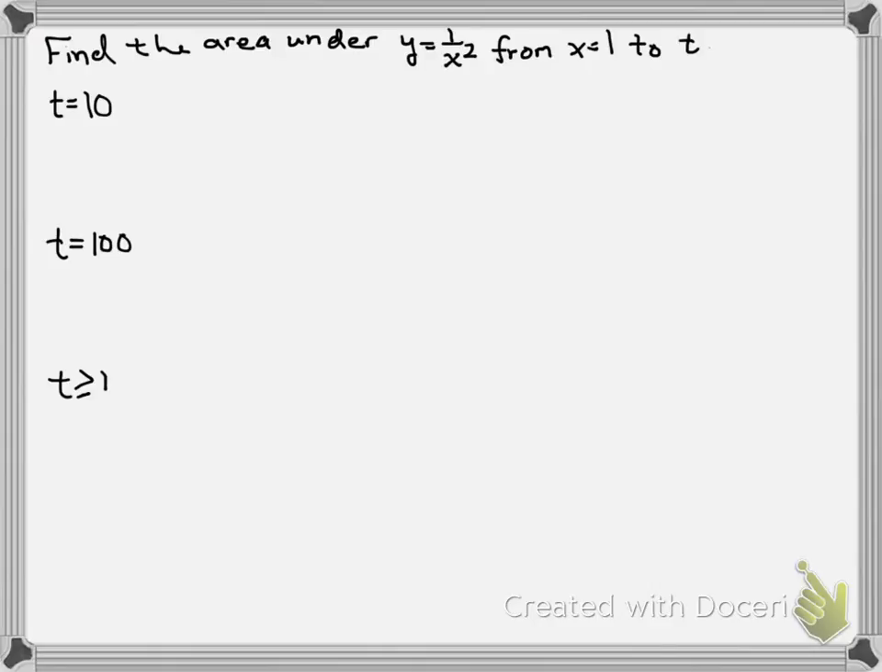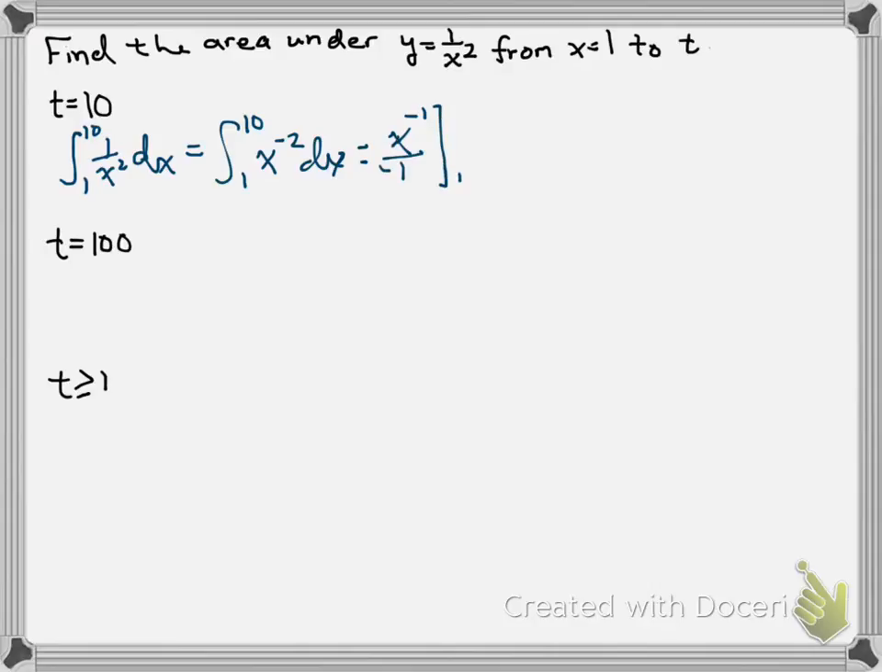So if we're doing from 1 to 10, basically what we're looking at is the definite integral from 1 to 10 of 1 over x squared dx. Or we may want to rewrite this as the integral from 1 to 10 of x to the negative 2 dx. And now we just have a nice definite integral. So we take our antiderivative. We increase the power by 1, divide by our new exponent, from 1 to 10. And let's go ahead and rewrite that as negative 1 over x from 1 to 10.